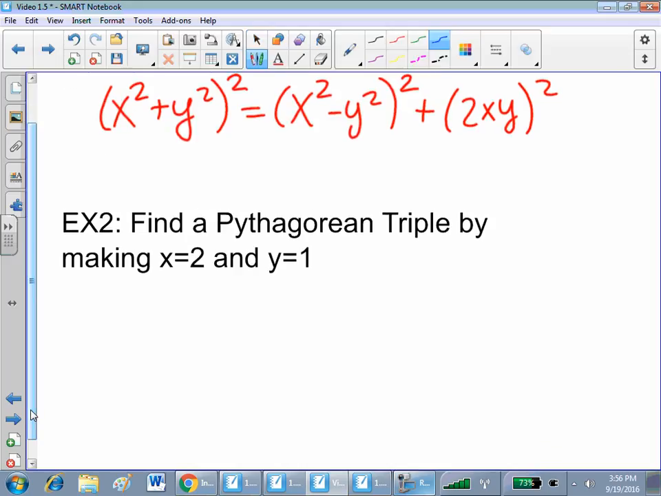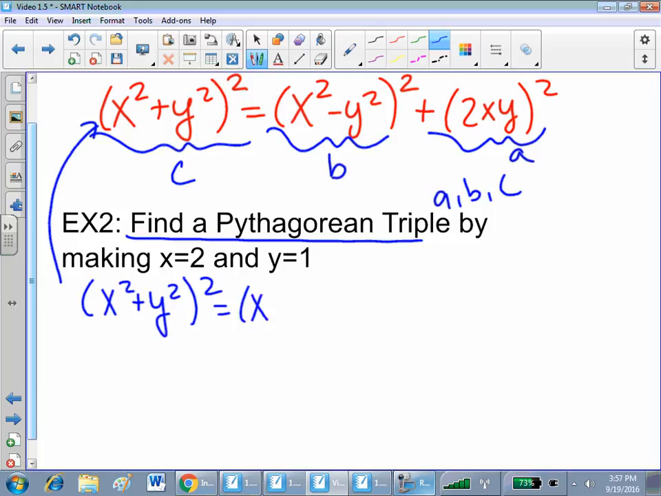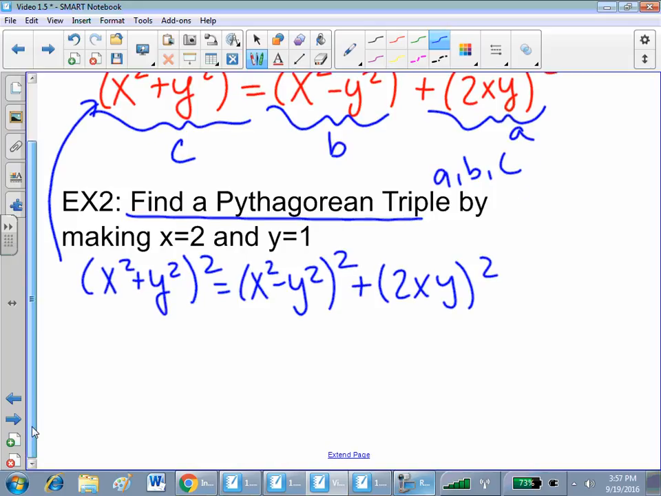So we're going to use this formula to create a Pythagorean triple by, again, making x equal 2 and y equal 1. When we say find a Pythagorean triple, that means find those values of a, b, and c. So when you look at this formula in red, what you should think is this side is going to create our c value, and then here and here are going to create our a and b values. So I'll just say this is our b value, this is our a value. Okay, so let's start substituting some stuff in. I'm going to rewrite this formula down here so we can see clearly the substitution. Okay, and I am going to substitute 2 in for x, 1 in for y.